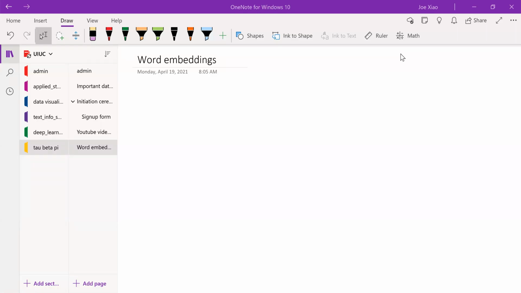Hi, everyone. My name is Joe Xiao, and I'm a Master's of Computer Science student at UIUC. I'm working towards the degree part-time. My full-time job is lead AI scientist at Target. And today I'd like to talk to you a little bit about this cool technology called word embeddings, and it relates to how Target and other large companies recommend their products.